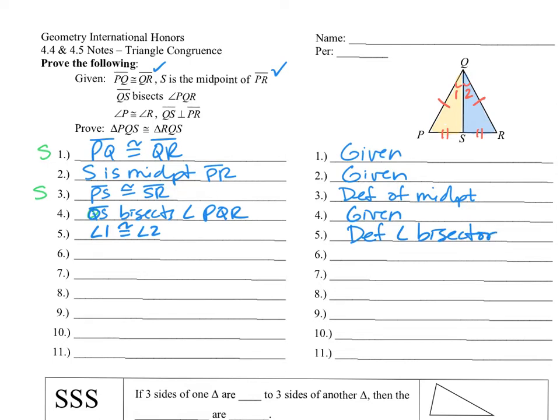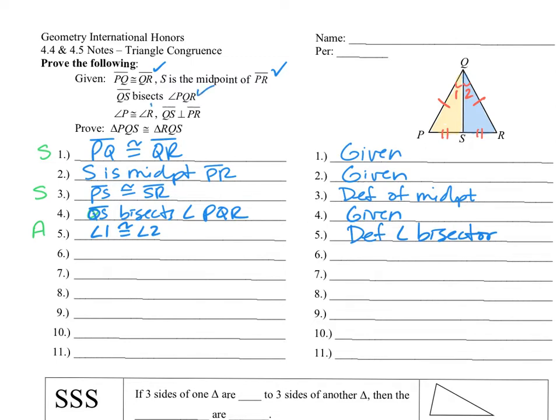Okay, so back to our list. That means we have now 2 sides and 1 angle, so we're halfway there. We have to prove 6 pairs of corresponding parts congruent. So let's go ahead and keep moving on to our next piece of given information. We've used this one, that QS was a bisector.